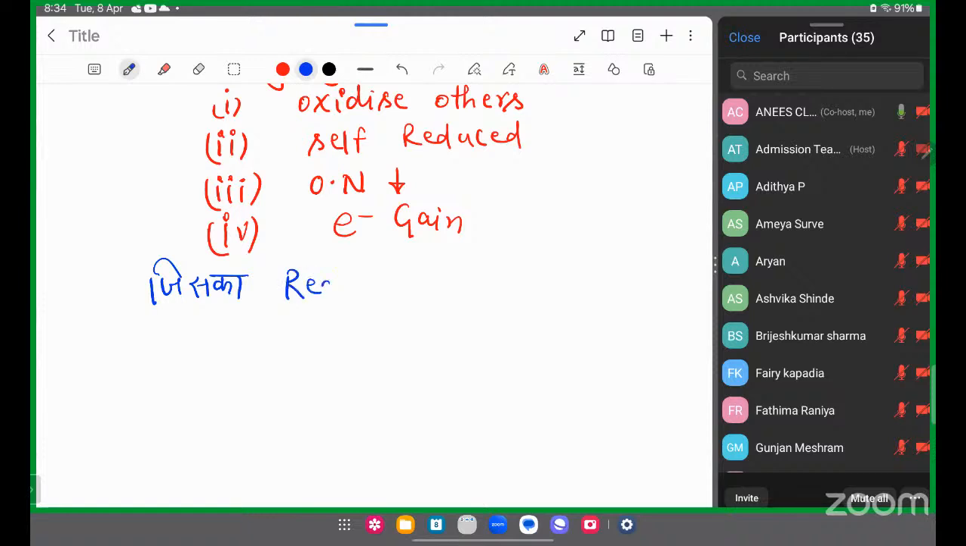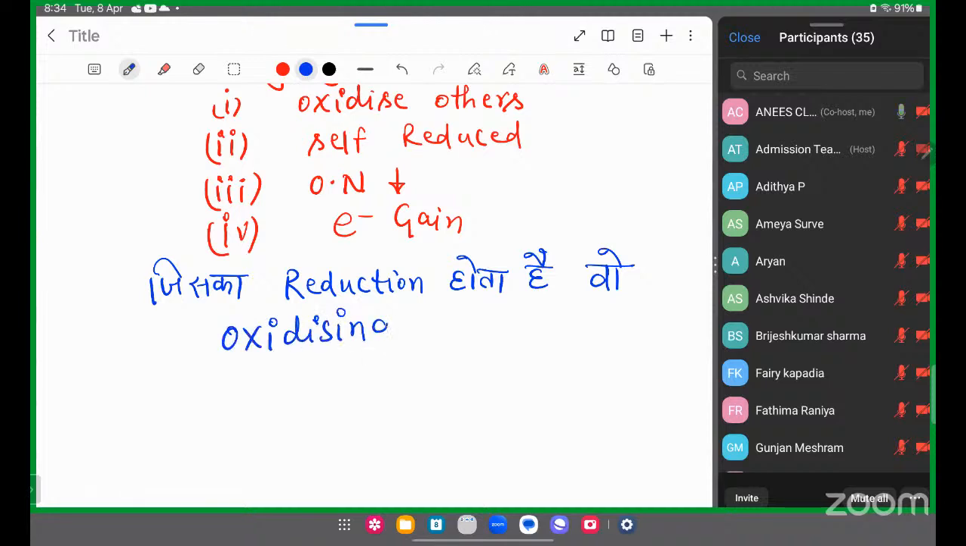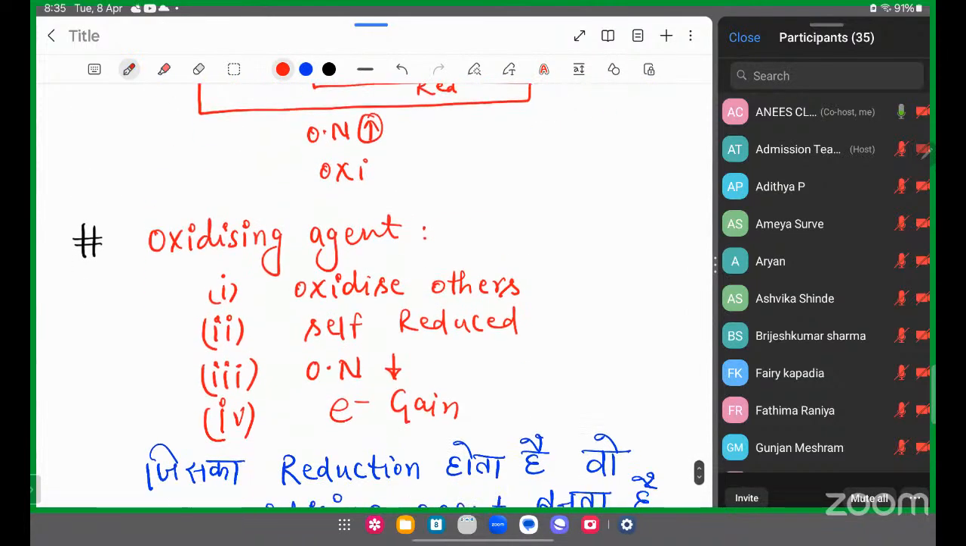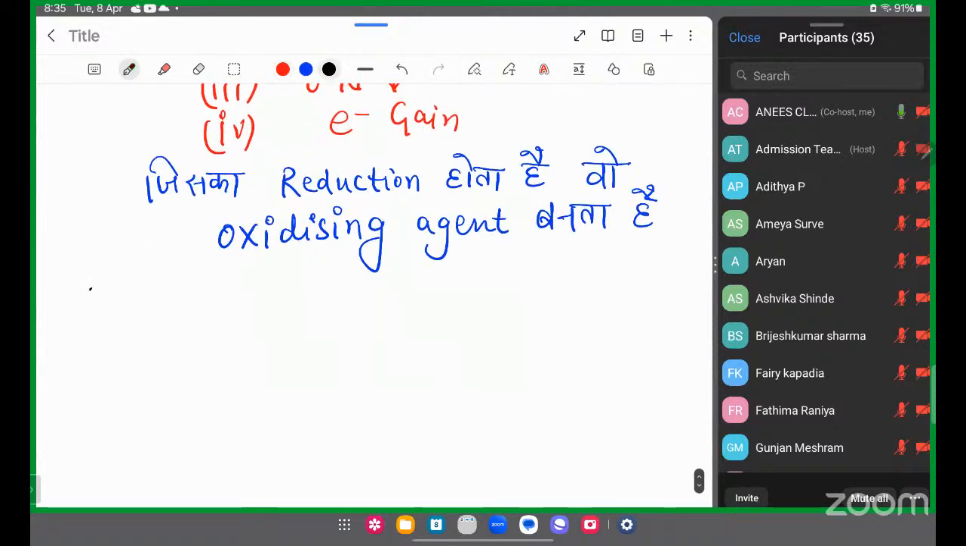जिसका रिडक्शन होता है, वो ऑक्सीडाइजिंग एजेंट बनता है. Right? Next point is about reducing agent.